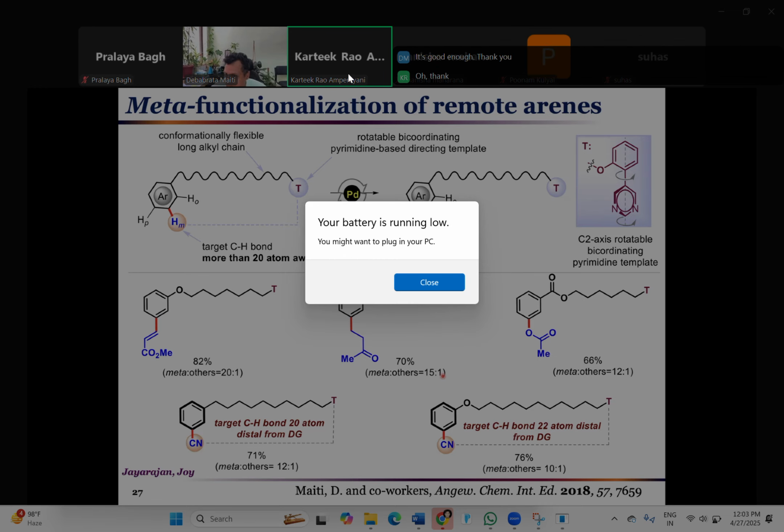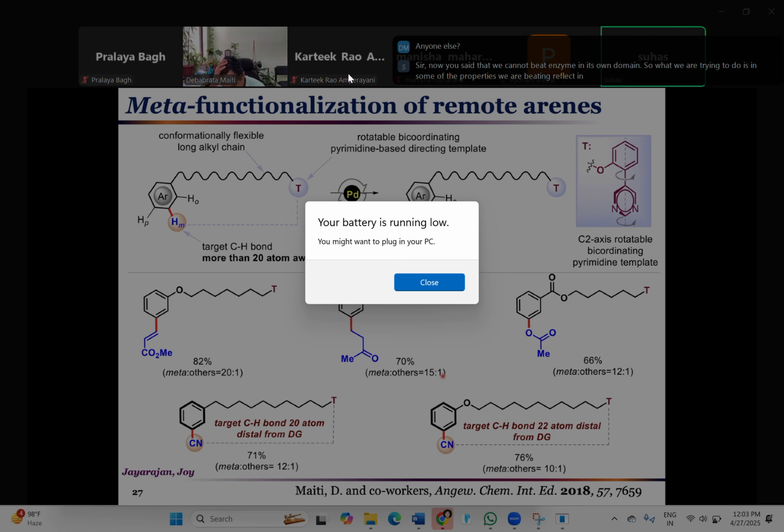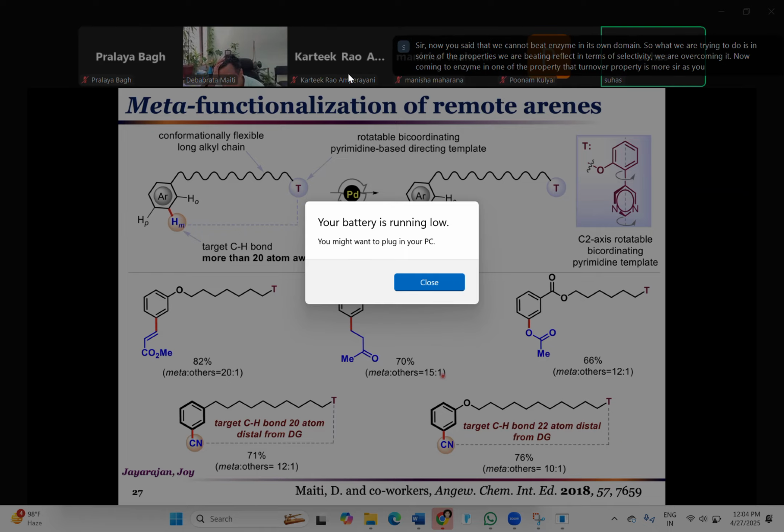Thank you, Karthik. Anyone else? Sir, now you said that we cannot beat enzyme in its own domain. So what we are trying to do is, in some of the properties, we are beating it, like in terms of selectivity, we are overcoming it. Now coming to enzyme, in one of the properties, the turnover is more, multiple. It is fast and more product is formed.